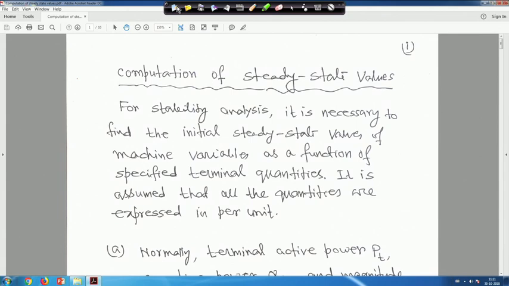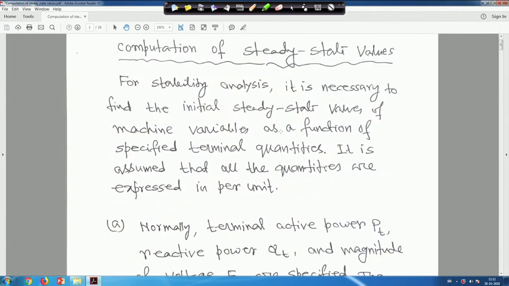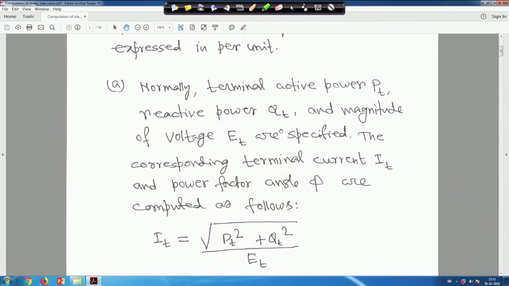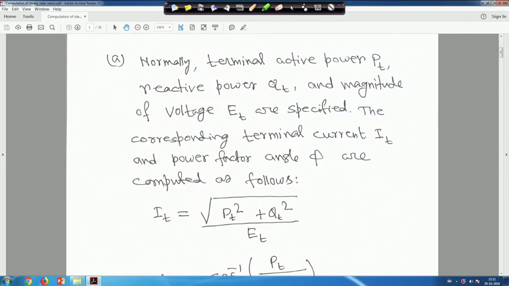For stability analysis, it is necessary to find the initial steady state values of machine variables as a function of specified terminal quantities, right? It is assumed that all the quantities are expressed in per unit. So whatever analysis we do, we will do in per unit, right? Normally the terminal active power Pt, reactive power Qt and magnitude of voltage Et are specified. Therefore, the corresponding terminal current IT and power factor angle phi are computed as follows.